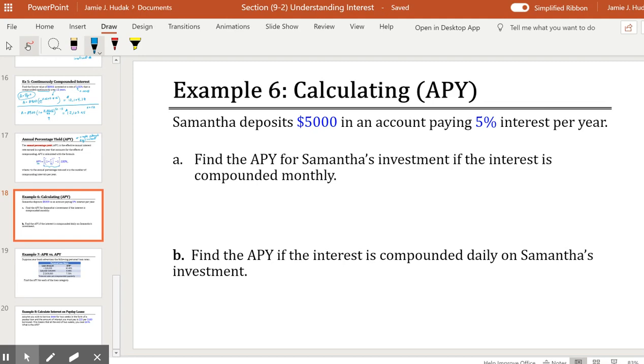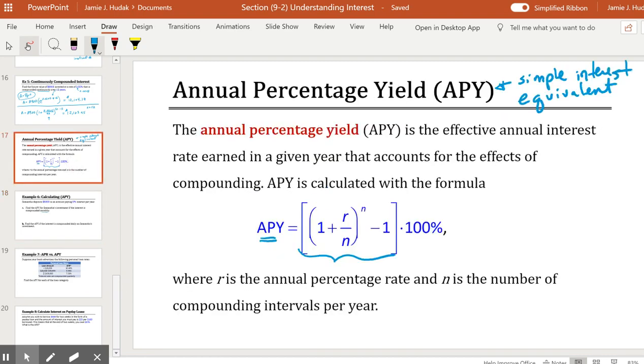So in example 6, we're asked to find: Samantha deposits $5,000 in an account paying 5% interest per year. Find the APY, the annual percentage yield, if the interest is compounded monthly. So we're going to take 1 plus the rate over n raised to the n. Notice there's no t because t is equal to 1. We're really multiplying it by 1 because we're doing a comparison on a 1-year interval, the annual. 1 year. So that's why we don't need the t here.